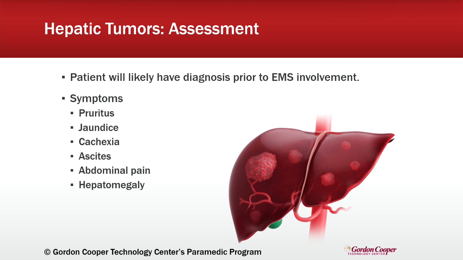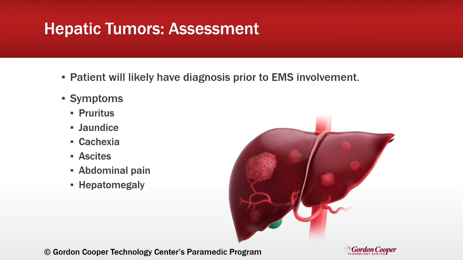So we should expect some symptoms like pruritus or itchiness because the liver's not filtering things out. We're going to see jaundiced skin and eyes, maybe an enlarged spleen, severe weight loss and malnutrition. They're going to have fluid build up in the abdomen, so they'll have ascites, with a bulging or protruding abdomen. Abdominal pain is very likely, and then they'll have hepatomegaly, or an enlarged liver.